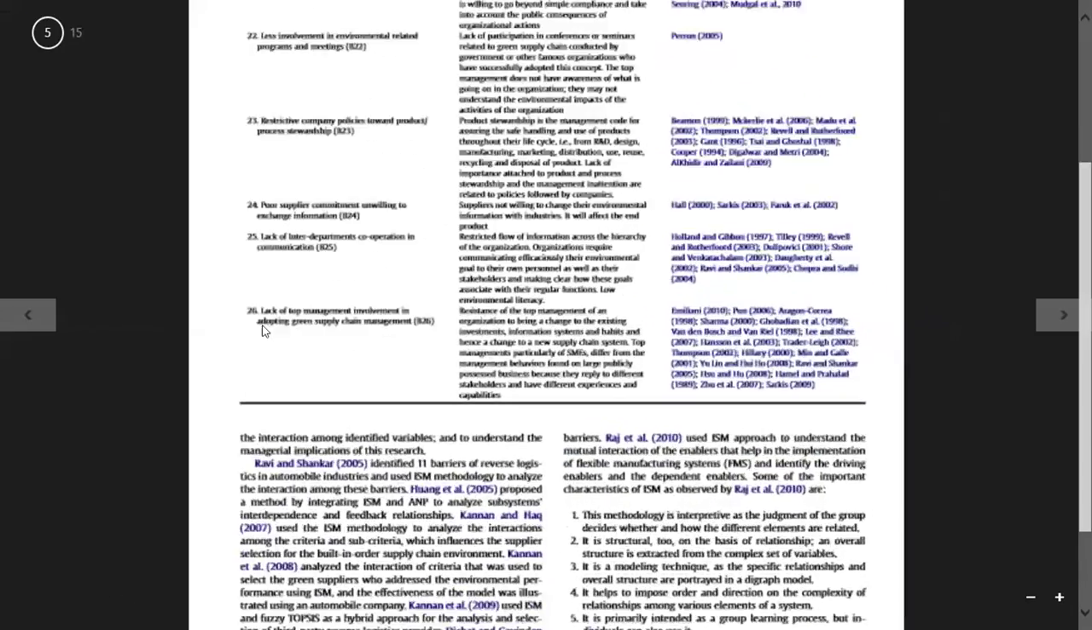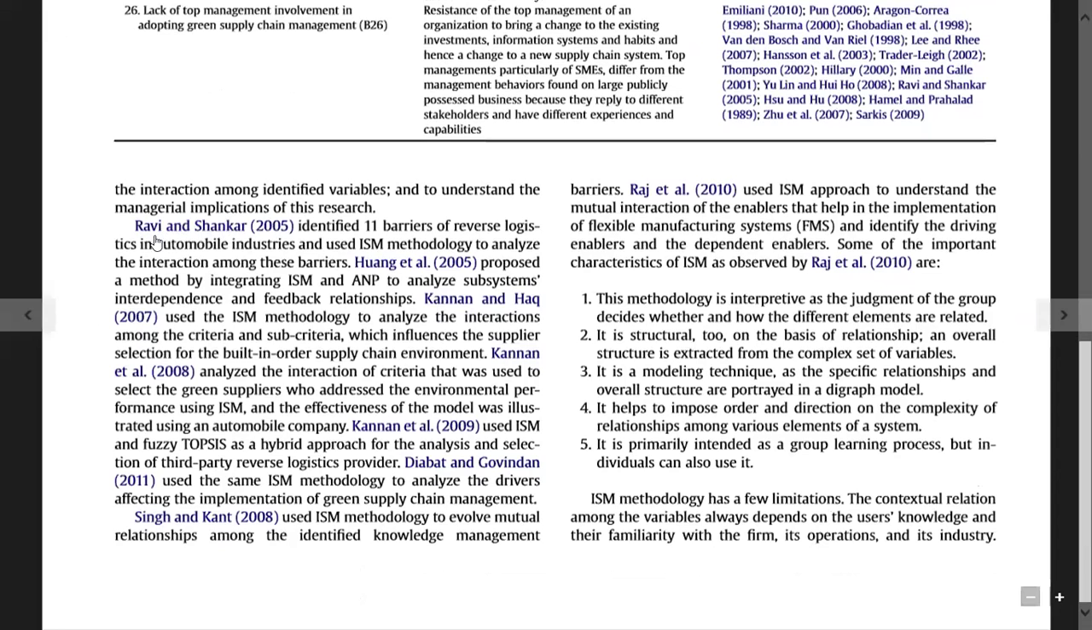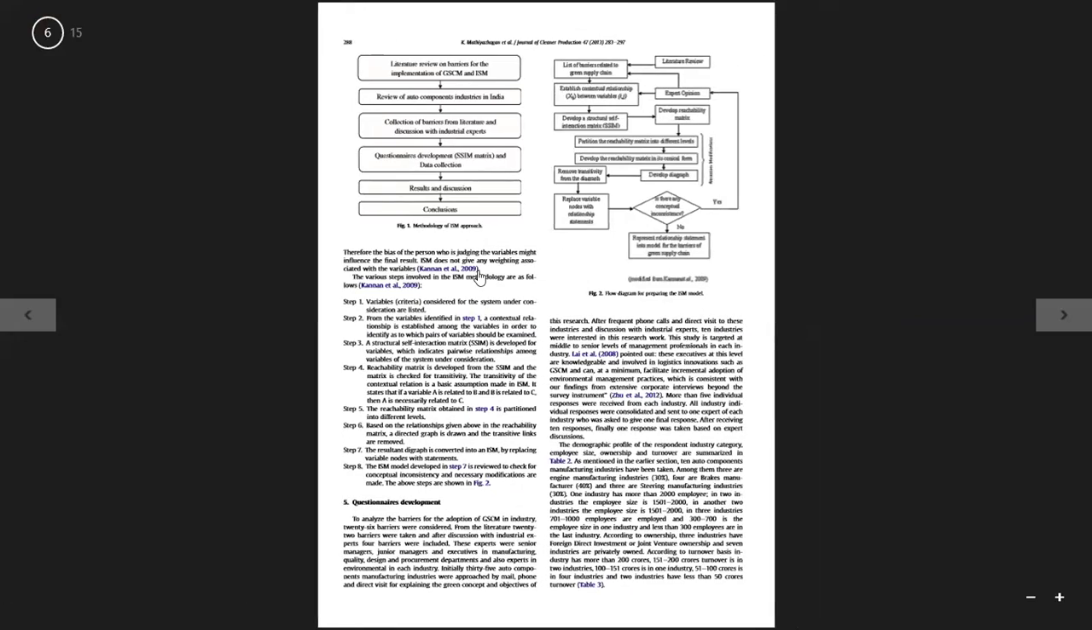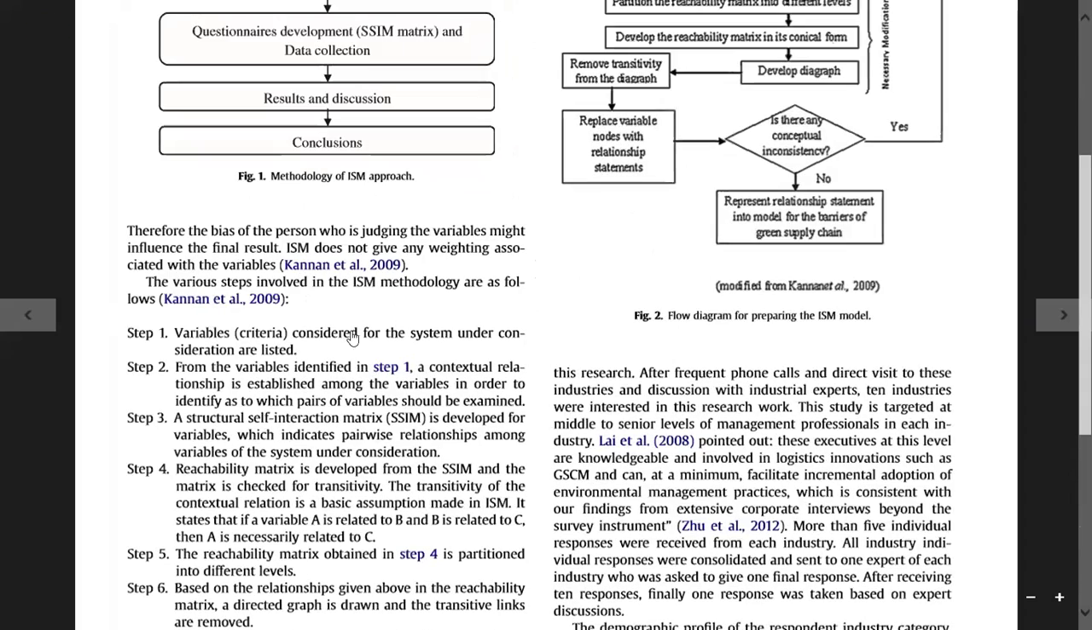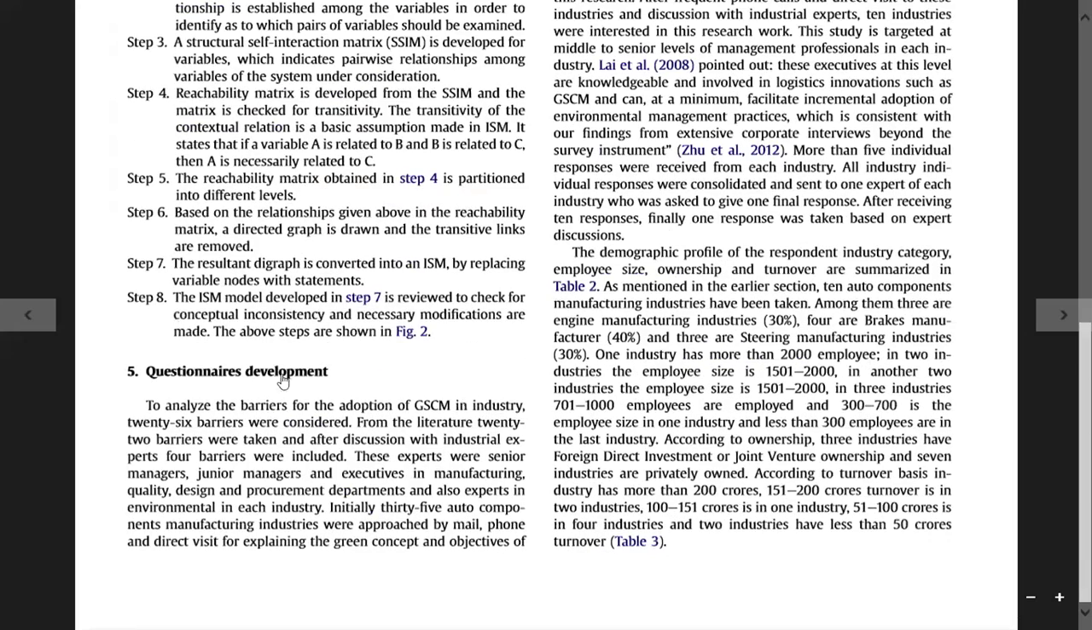They have taken 26, so 26 into 25 by 2. Numerous barriers are there. Have they taken all of them? Some papers have taken 11 barriers, others have taken different numbers. They will give their meaning and how many variables they have taken. Then they go ahead with the steps, the same steps which we discussed here: questionnaire developed, etc. Just go through that.